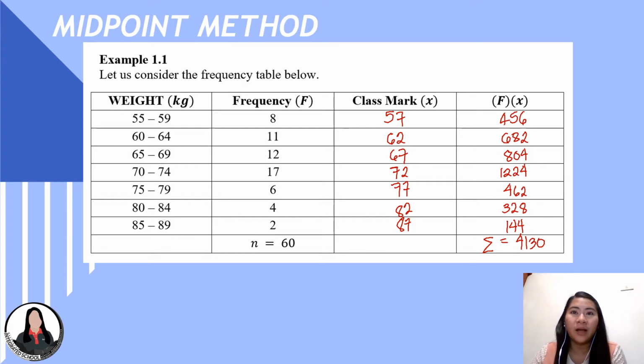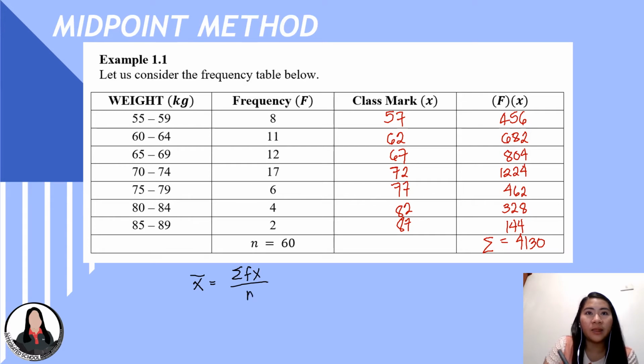Okay? So, gamit lang ako ng ibang color ng pen. Okay. So, let us proceed in solving our mean. So, x bar, ito yung symbol for mean natin, x bar. Okay, so we have the summation of fx all over n. Okay, so let's substitute the values. Okay, so the summation of fx ay yung 4,130 all over the value of n, which is 60 sa total number of frequency.